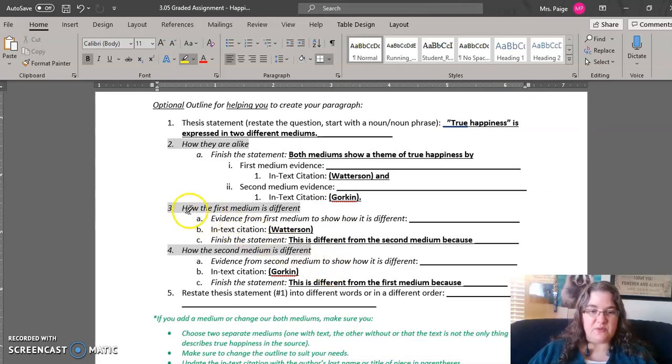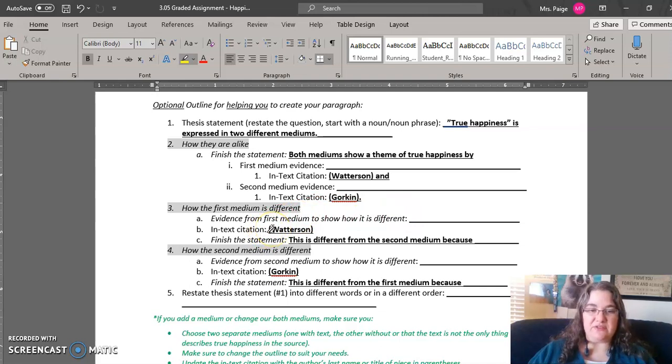Then whenever it comes to how is it different, do a quote of evidence on the difference that you saw within the comic strip versus the poem. And do not use that it is a comic strip or it's pictures and the other has words. That's a duh. We already know that, right? So we want to really dive deep. How is it showing it differently about true happiness?